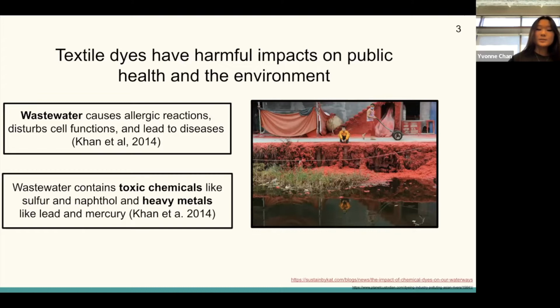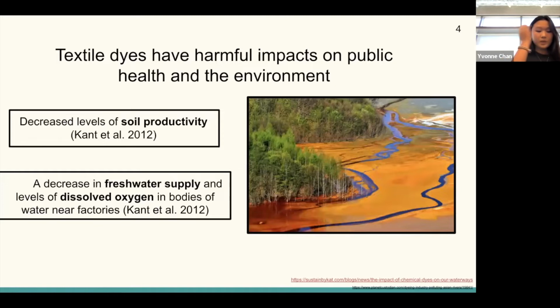The wastewater that is produced after the dyeing process is drained back into bodies of water near textile factories, causing allergic reactions and disturbing cell functions to people working and living near the factories. The wastewater contains toxic chemicals and heavy metals that decrease soil productivity, and it takes away freshwater sources for millions of people. An alternative to these harmful dyes is the implementation of structural coloration onto textiles.